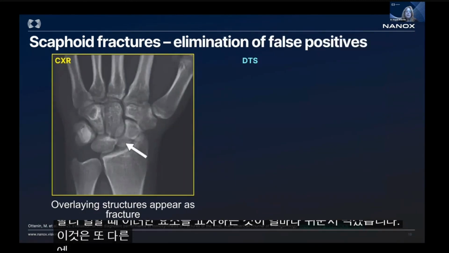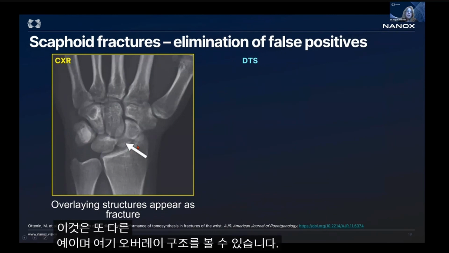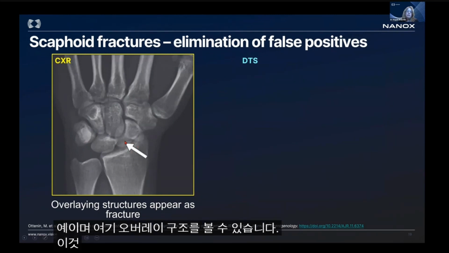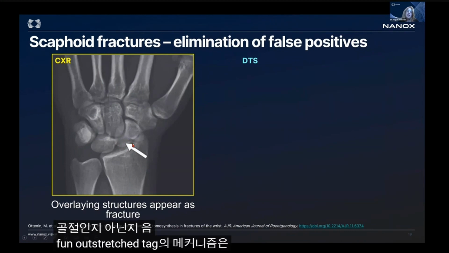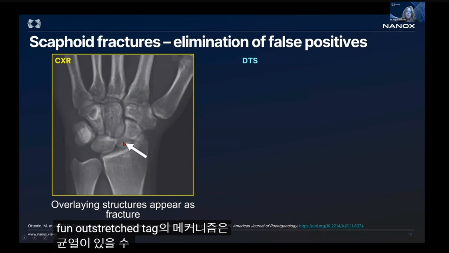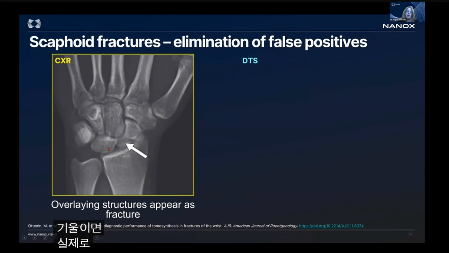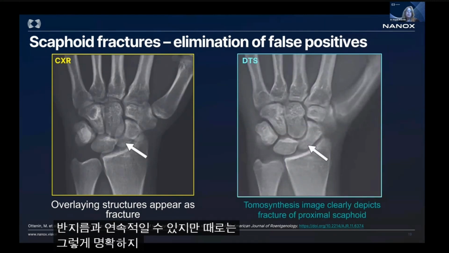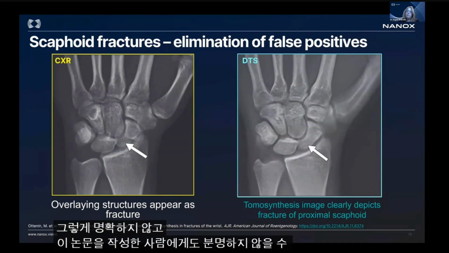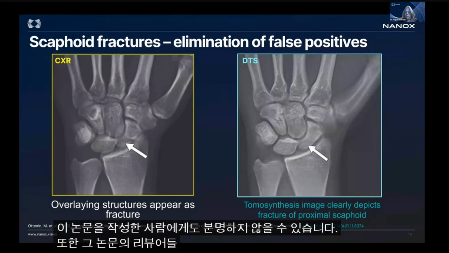And this is another example. And here you can see this overlaying structure, right? Could this be a fracture or not? Clinically, the mechanism of fall on the outstretched hand, maybe there's a fracture. So maybe, if you pay attention to it, you can see that maybe this is actually continuous with the radius, but sometimes it's not that obvious, and also it was not obvious to whoever wrote this paper and also to the reviewers of that paper.